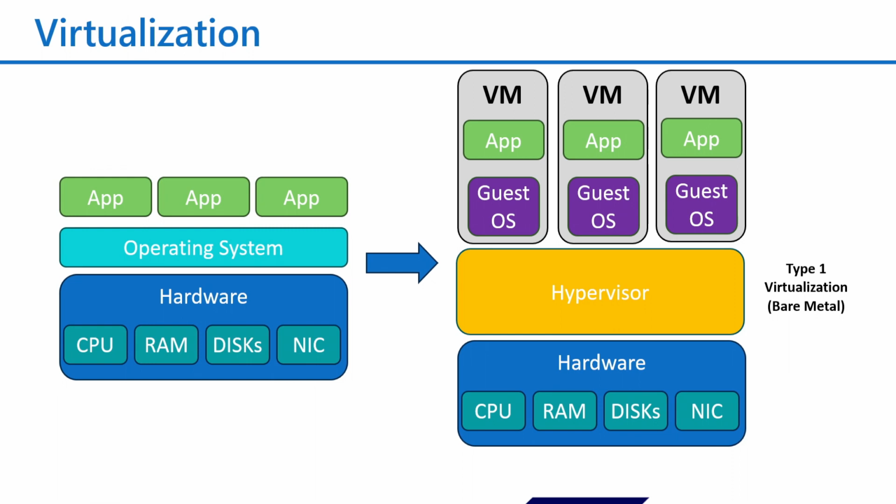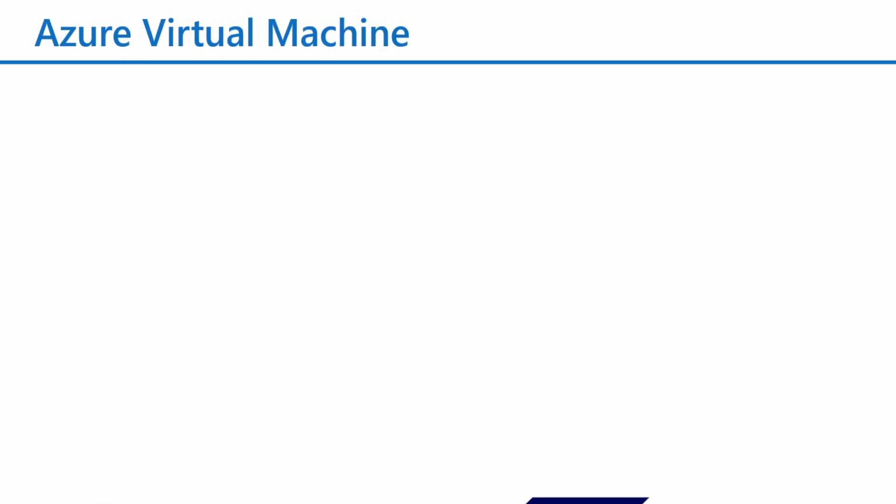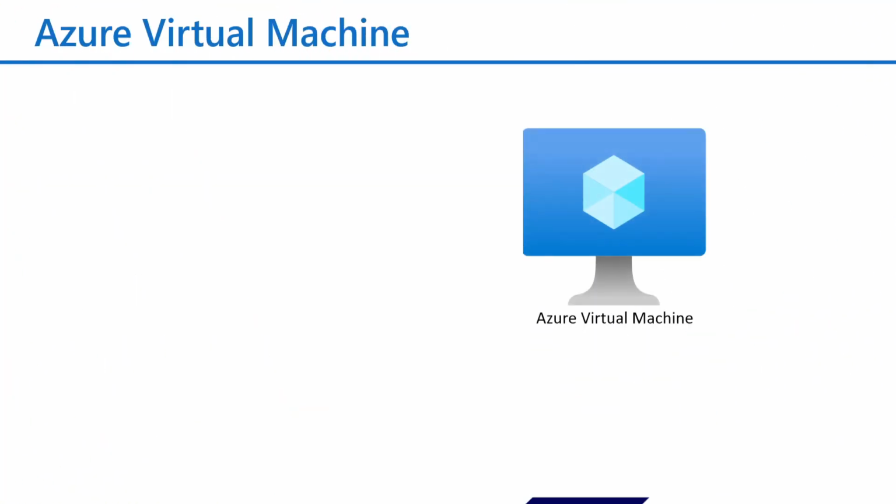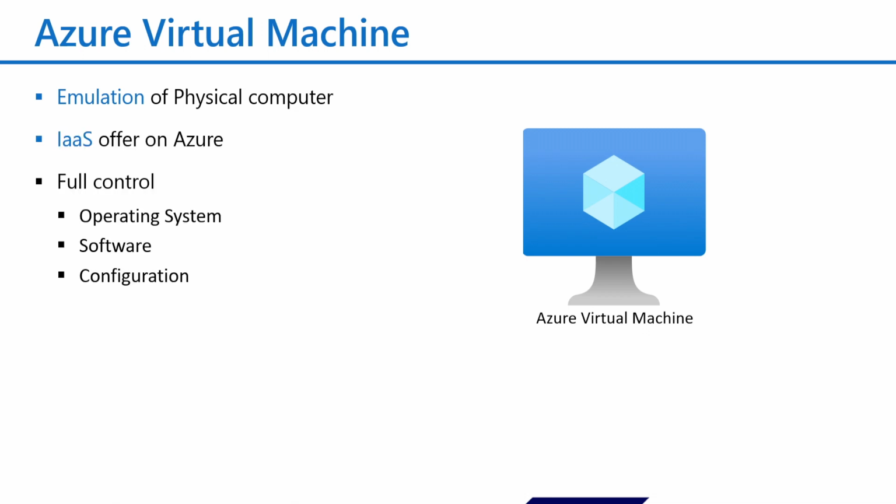Now that we have understood virtualization, let's move on to Azure Virtual Machines, which is the infrastructure as a service offering in Azure. This is like renting without needing to maintain your own hardware. It is the emulation of a physical computer, and you still have full control of your operating system to configure and install all the software, runtimes, and so on that you need to run your workloads. You have the ability to configure them as you like.